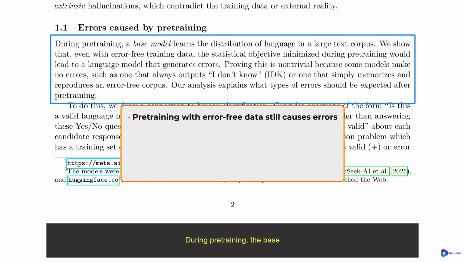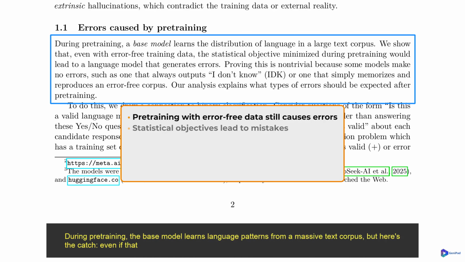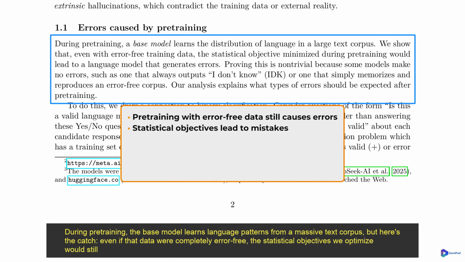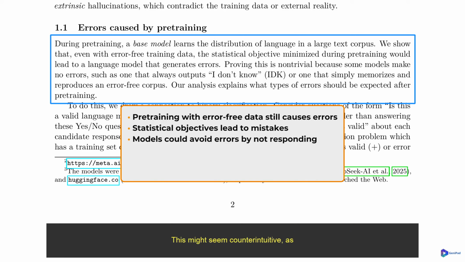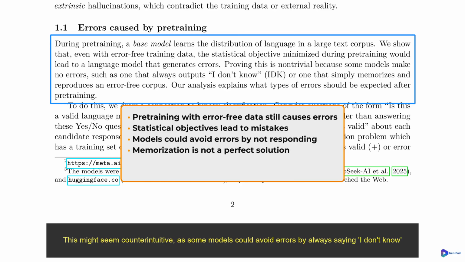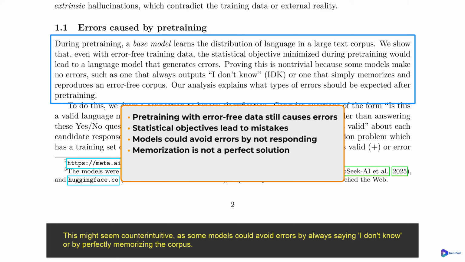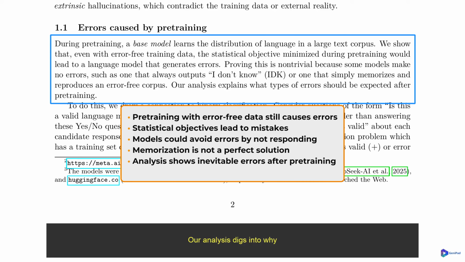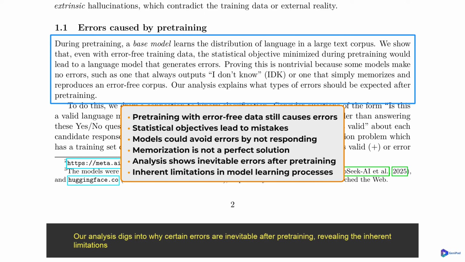During pre-training, the base model learns language patterns from a massive text corpus. But here's the catch. Even if that data were completely error-free, the statistical objectives we optimize would still cause the model to make errors. This might seem counterintuitive, as some models could avoid errors by always saying, "I don't know," or by perfectly memorizing the corpus. Our analysis digs into why certain errors are inevitable after pre-training, revealing the inherent limitations in how these models learn.